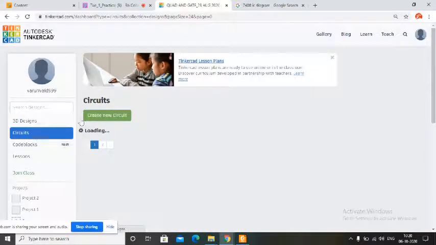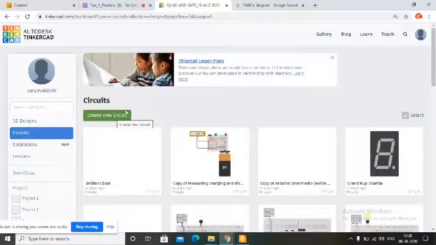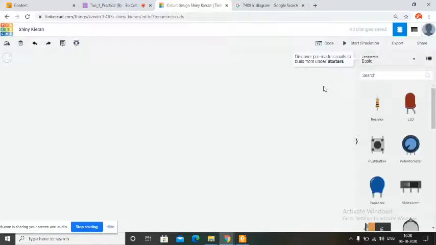Out of that, click on circuits, and then click on create new circuit, right? Because we want to make a new circuit, so click on create new circuit. It might take a little bit of time because you might have to make a login account for this. If you haven't made one already, then you might have to, as it is asking for it.